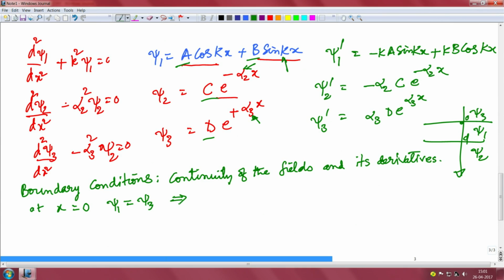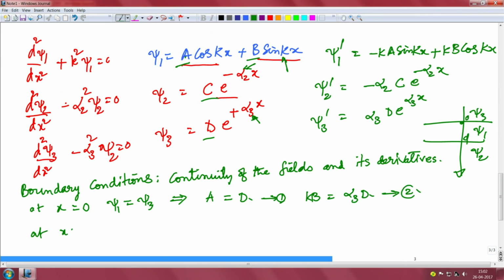Which gives psi 1 and psi 3. When you put x equal to 0 here, A is equal to D. Similarly, the derivative of the field at this point, let me call it as equation number 1, and the derivative of the field also should be continuous at this point. So, we will call it as, substituting x equal to 0 here, Kb equals alpha 3 into D. Let us call this as another equation.